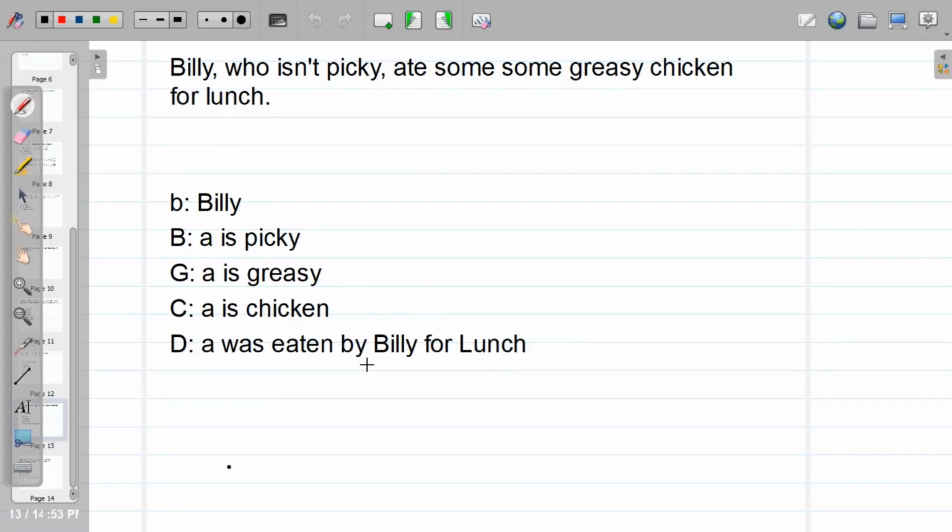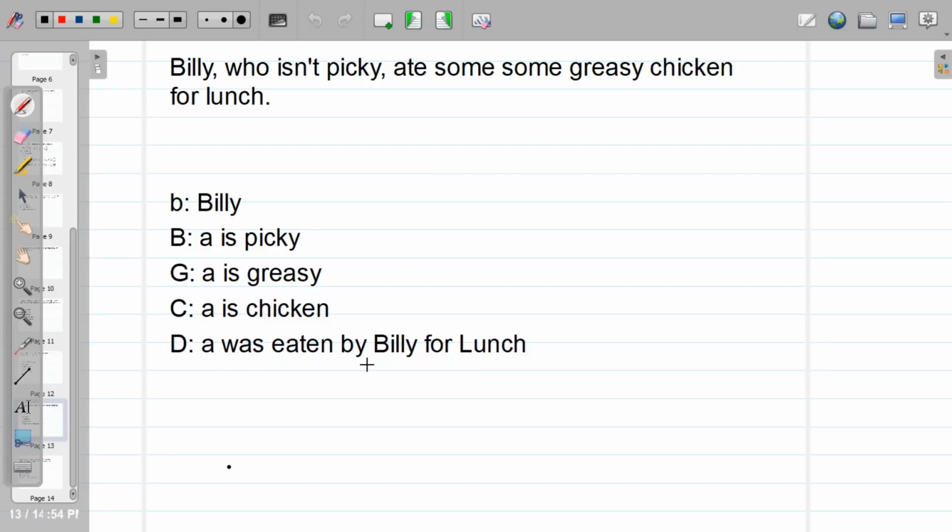I'm going to do this one again because it's got this fun thing in two commas. We're getting good at this now, right? If something is between two commas like this, we're saying Billy, so the topic of the sentence is Billy. We're saying, who isn't picky, ate some greasy chicken for lunch. Okay, and because it's between those two commas, it is a non-restrictive relative clause, right? So we're making two claims about Billy here.